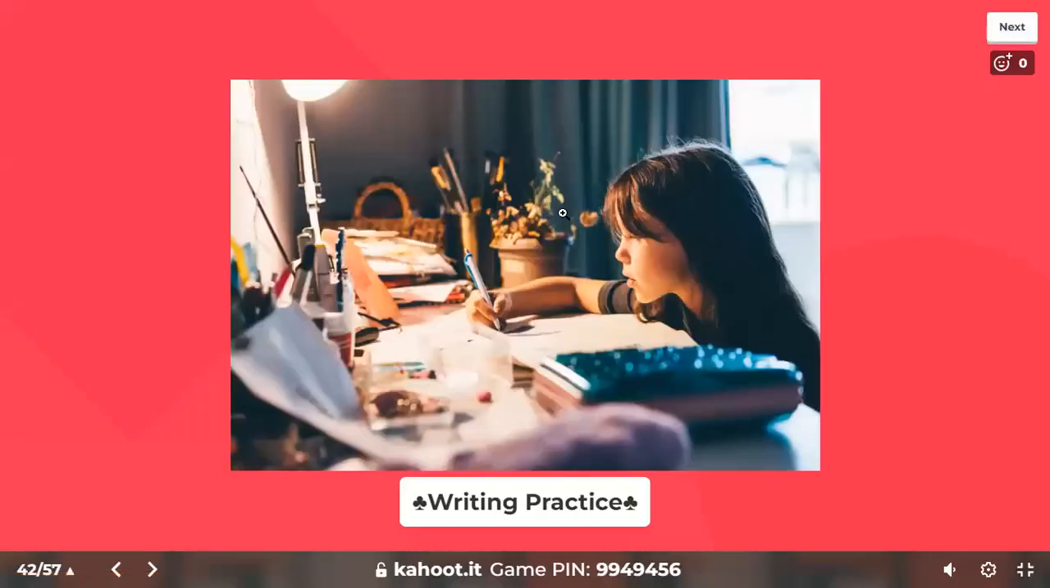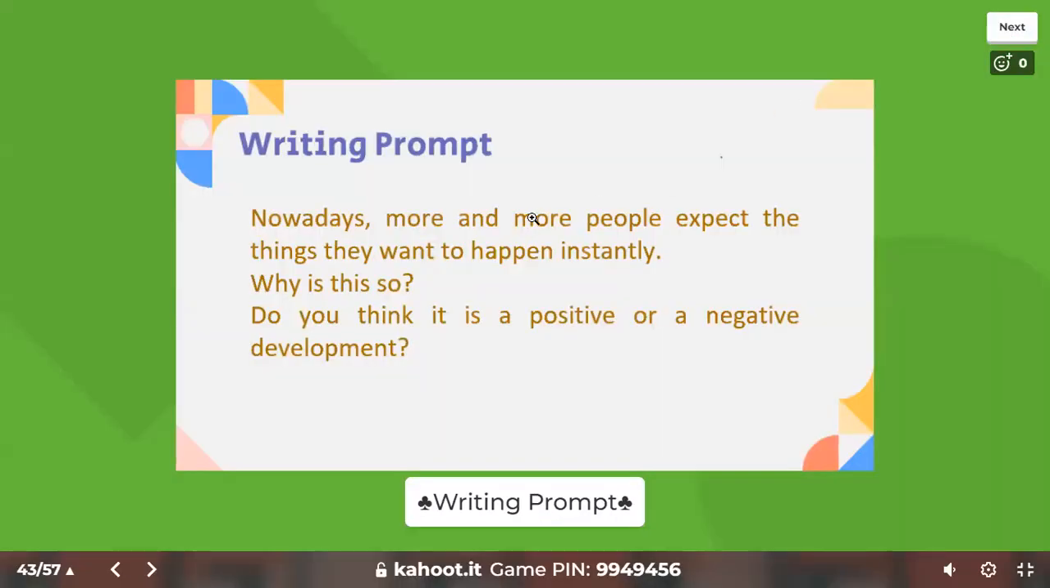Okay, now writing practice. This is a writing prompt that has appeared on the AMSAT past papers. Nowadays, more and more people expect the things they want to happen instantly. Now, why is this so? And do you think it is a positive or negative development? Whoever takes the AMSAT exam may get this same topic.